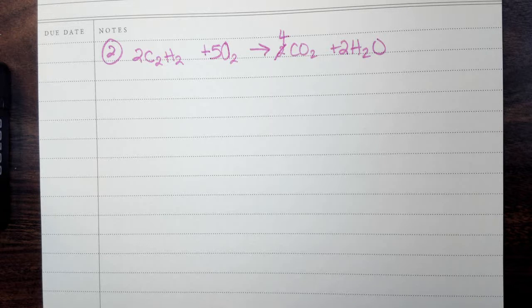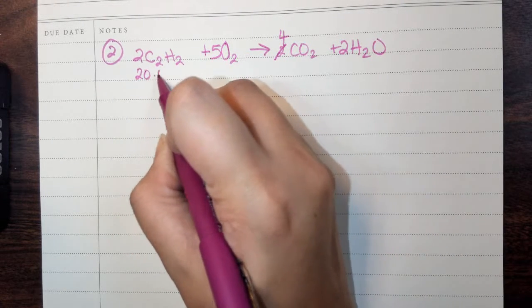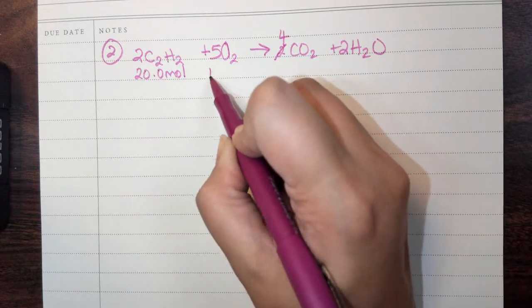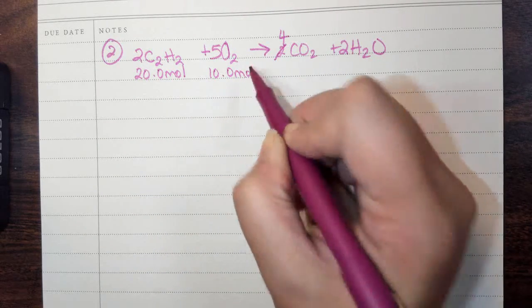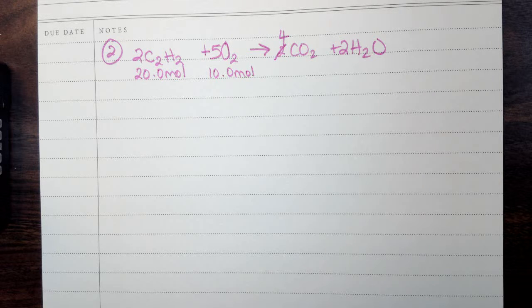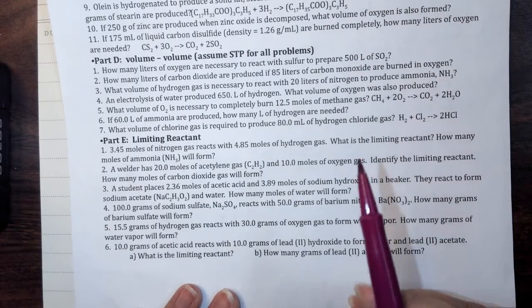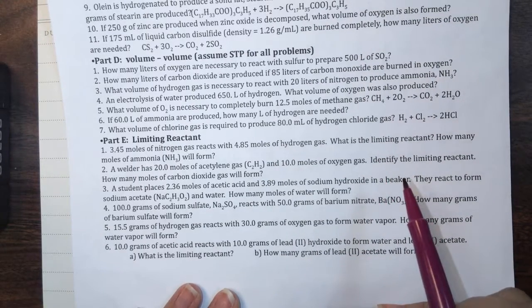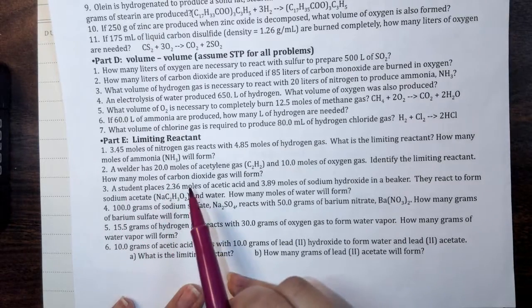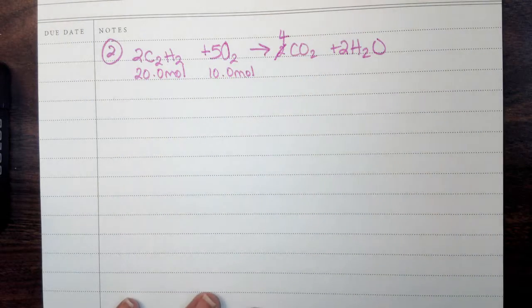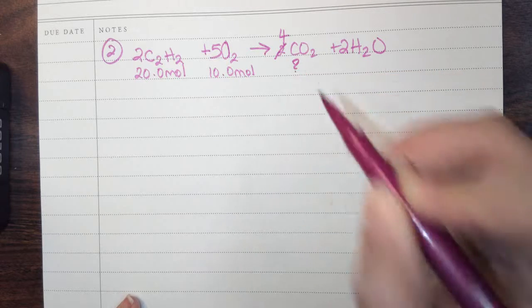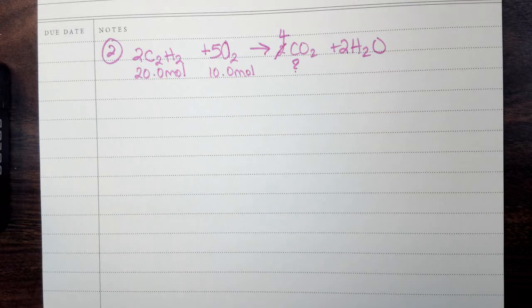Right, now that we have it balanced, I'm going to add my numbers that the problem has. I have 20 moles of acetylene gas, and I only have 10 moles of oxygen. And so what I'm going to do is convert both of these to a product to find out which one is my limiting reactant. So let's see which product it asks for. It says identify the limiting reactant, which we're fixing to do, and then it asks how many moles of carbon dioxide gas. So it'll be a good idea to go ahead and work towards carbon dioxide gas, since that's the second thing it asks for.